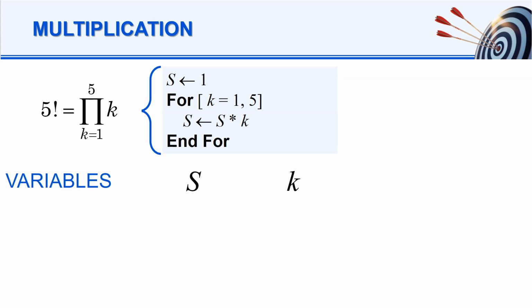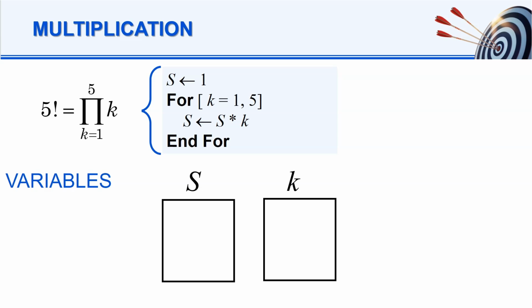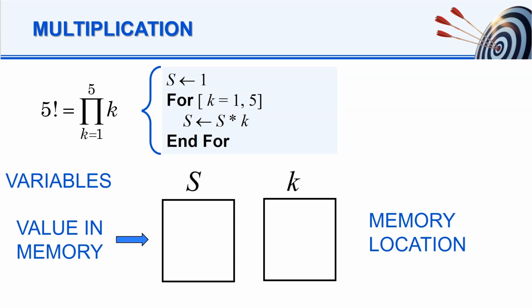Here, the variables are s and k, and their memory locations are represented with boxes. Some programming languages initialize variables to default values, 0 or none. If a variable is explicitly set to 0, then the memory value at that location will be 0. So we assume the memory values of s and k before the code segment are 0.